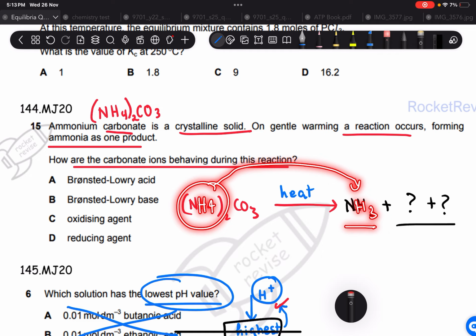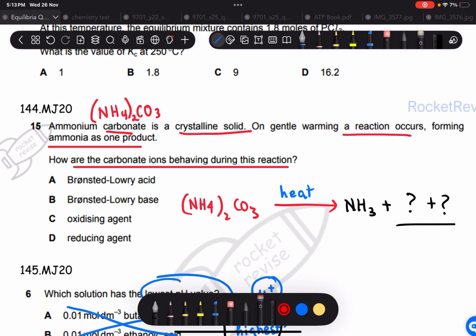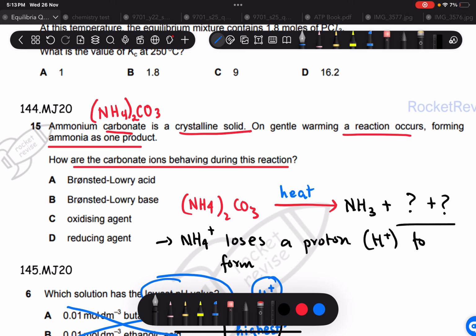That's simple. A proton is a hydrogen ion, you know. We can write it down to make things clear: NH4 plus loses a proton, which is also called a hydrogen ion, to form ammonia. That means that NH4 is losing a proton. Now here it's going from 4 to 3, and when something loses a proton, you simply call it a base. Why a base? Bases are proton acceptors. Acids are proton donors. It's losing a proton. Is it a base or an acid?